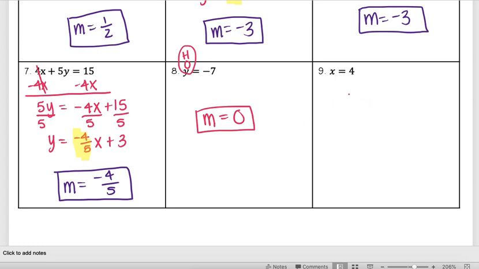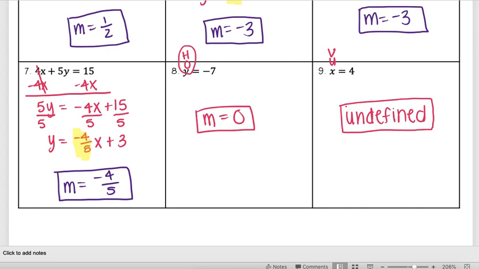And then for number 9, that's x equals 4. So this is a VUX. And so now I need to remember what my U stands for. My U stands for undefined. So when I just have y equals some number, my slope is always 0. If I have x equals some number, my slope is always undefined.